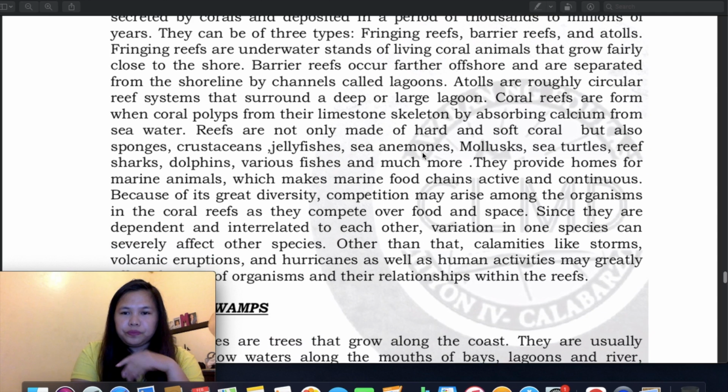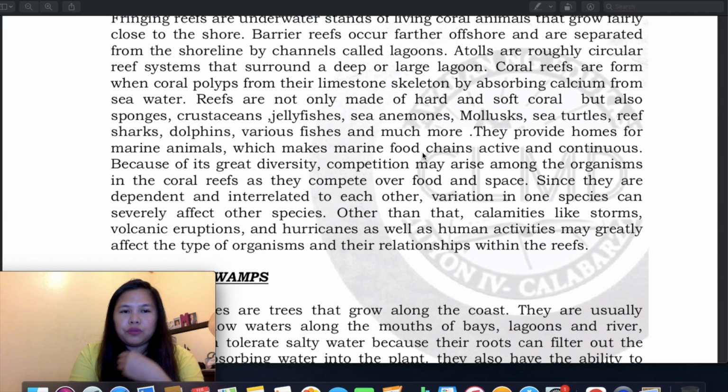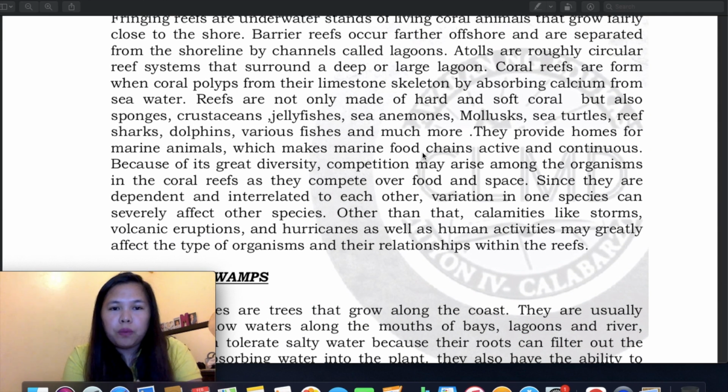So, coral reefs are formed when coral polyps, ito na yung malilit na coral sa ilalim ng dagat, form their limestone skeleton by absorbing calcium from the sea water. So, yung paano siya, parang ina-absorb lang niya yung mga calcium na nasa calcium content na nasa seawater.